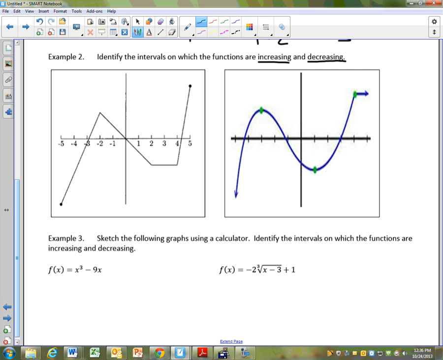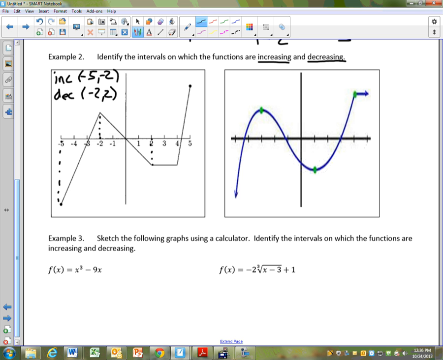So let's look at this graph right here. Moving left to right, am I going up or going down? Up. The slope is positive. So therefore, I am increasing. And I'm increasing from -5 all the way to -2. You can see those spots. What happens after that? I decrease from -2 to 2.